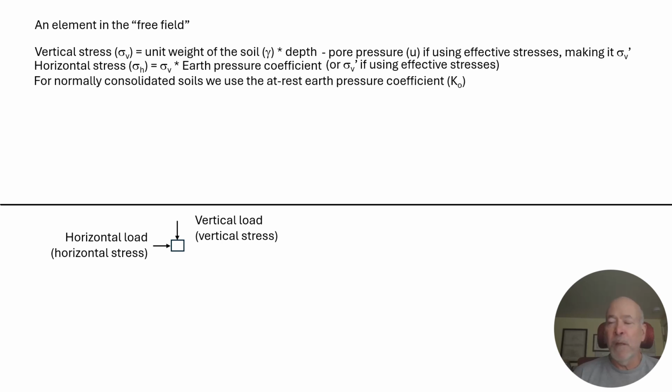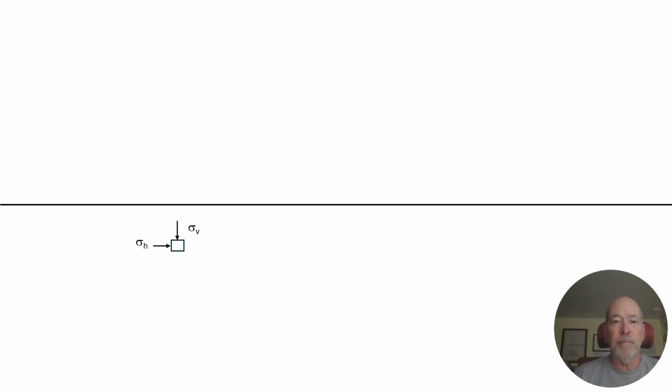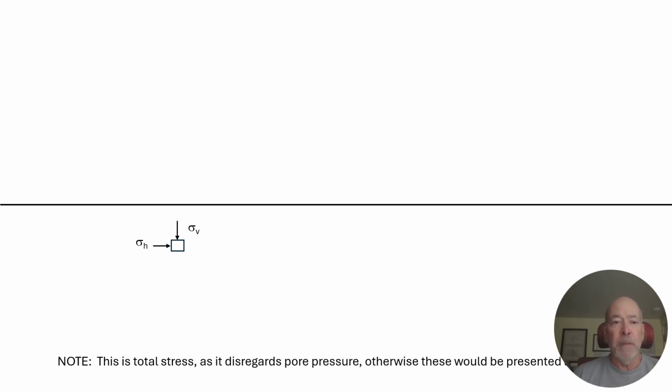For a normally consolidated soil, we use the at-rest earth pressure coefficient K naught, and K naught is equal to 1 minus the sine of phi, friction angle, or phi prime as the case may be. So getting back to our soil element, and we're talking in this case in total stresses because we're disregarding pore pressure or it's above the phreatic surface.